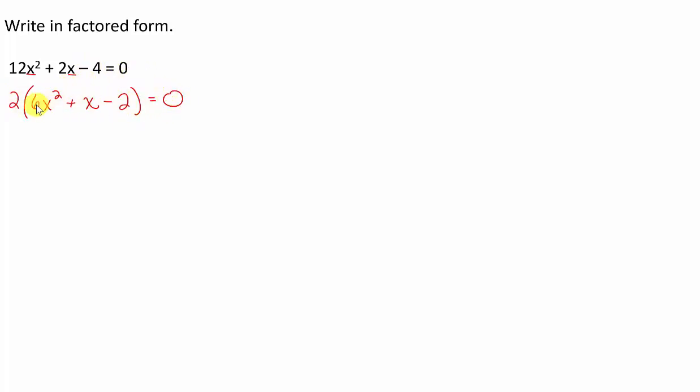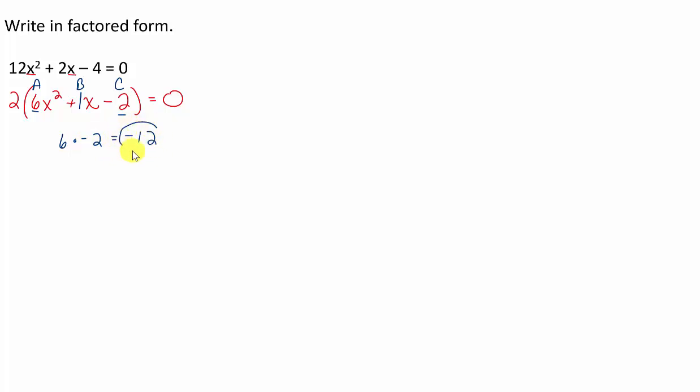What we're going to do now is work with just this part. Once we've done that, and we will always do that first, do not forget to do that first, we look at the inside here. The number in front of the x squared is going to be our a. The number in front of x, which in this case is 1, is going to be our b. And the constant that doesn't have a variable is going to be c. Now we multiply a times c. So 6 times -2 equals -12.